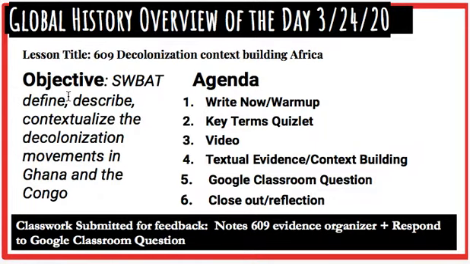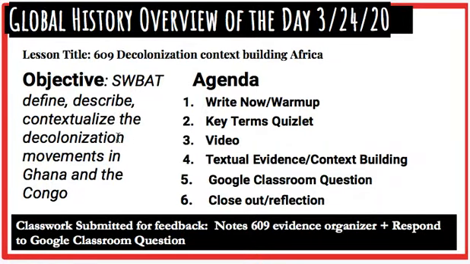To describe is to give details about what that movement looks like, and to contextualize is to put it in a bigger historical conversation: things that came before it, things that are also happening at the same time, and things that could potentially happen in the future or do potentially happen in the future.